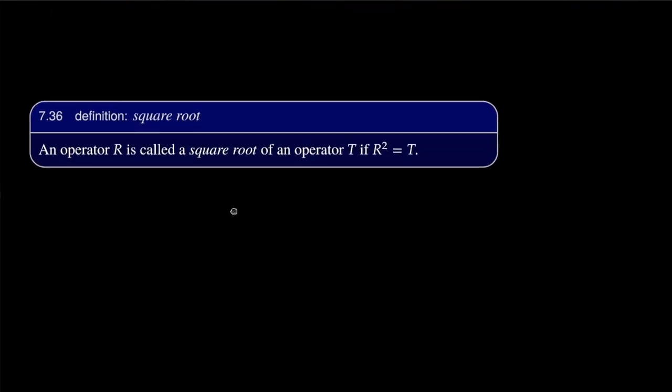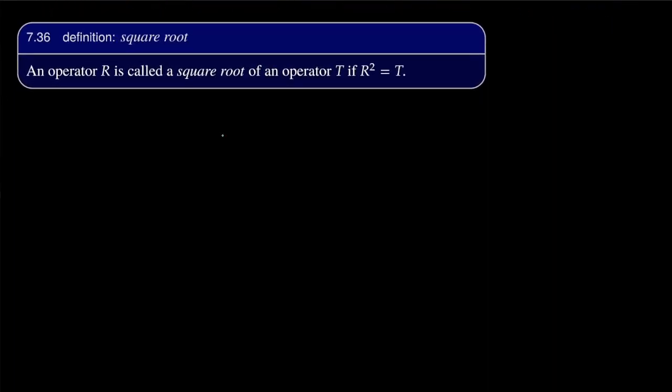So this will be closely tied to something called the square root of an operator. Positivity will let us select a unique square root. That is essentially the whole idea of this. So an operator is called a square root of an operator if you square it and you get back that operator. So R is a square root of T if R squared is equal to T. Let me give you a quick example.